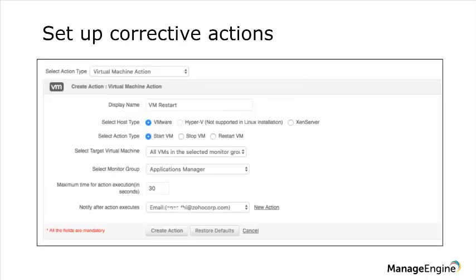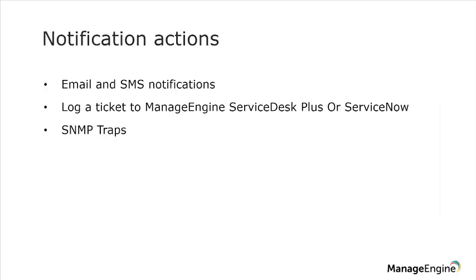Let's take another example. Let's say there is an alert where the virtual machine is down and you need to restart it. You can make use of the virtual machine action. The next category is notification actions, where one can notify a team about a problem by sending a message via email or SMS. You can send an alert to the help desk tool to log a ticket, and in Applications Manager, we have an option where you can send an SNMP trap, or you can listen to SNMP traps generated from your SNMP enabled devices.